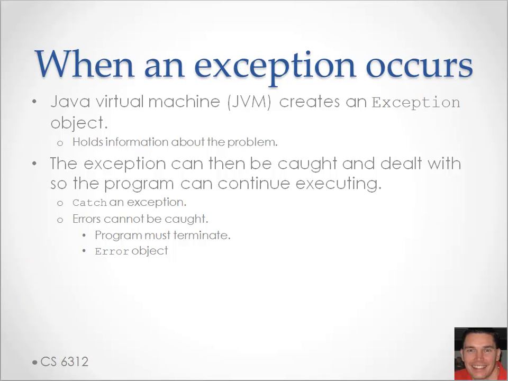When an exception occurs, the Java virtual machine will create an exception object. And this is going to hold information about the problem. Now we worked through the instance where we actually created the exception object when we checked in our code that there could be a problem. For example, there was an illegal argument exception. So we can create the exception object and throw that ourselves. Or in a lot of instances, if you're using some of the Java API classes, the Java virtual machine will create the exception object and throw that. That exception can then be caught and dealt with so the program can continue on.